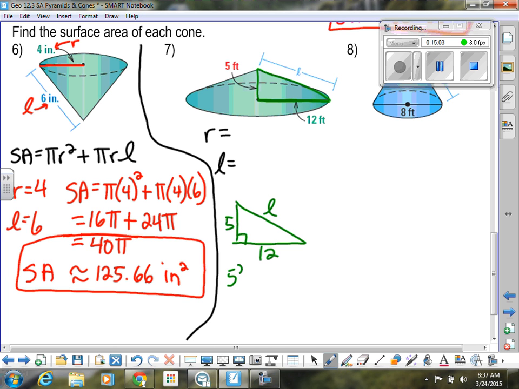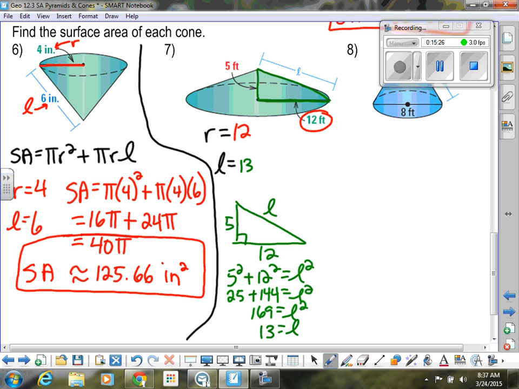So that's 5 squared plus 12 squared equals L squared. 25 plus 144 equals L squared. And that gives me 169 for L squared. Now don't forget to square root. So L is going to be 13. So I'm going to have 13 for L. And then my radius that was given, remember this is my radius. So we're just going to plug that into our formula.